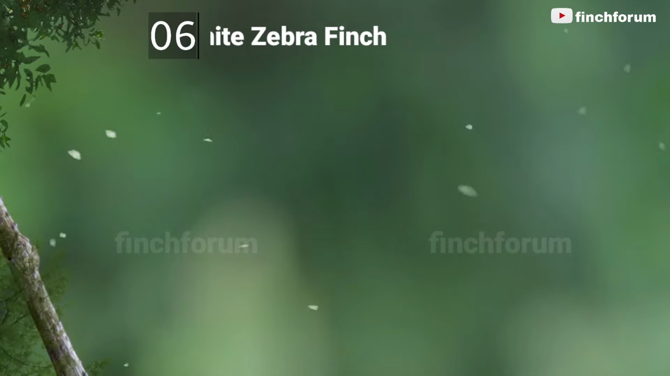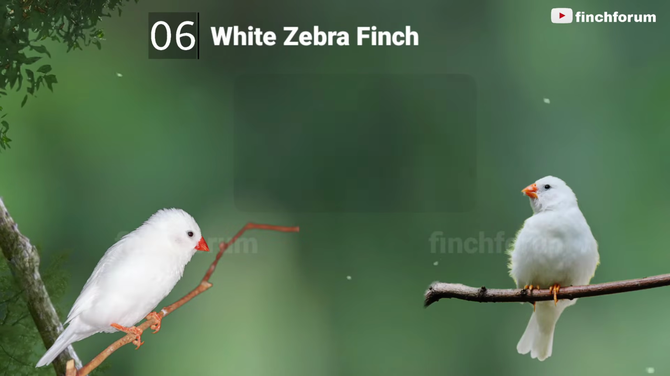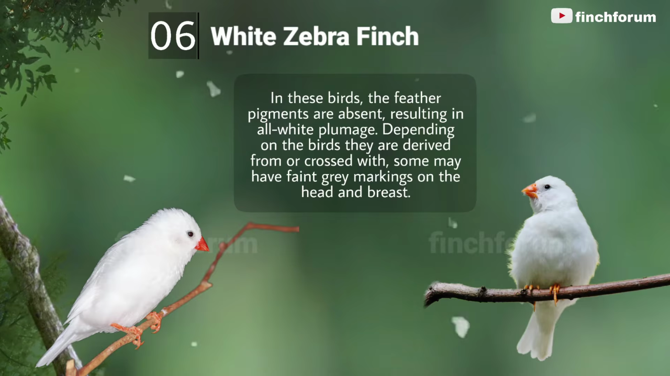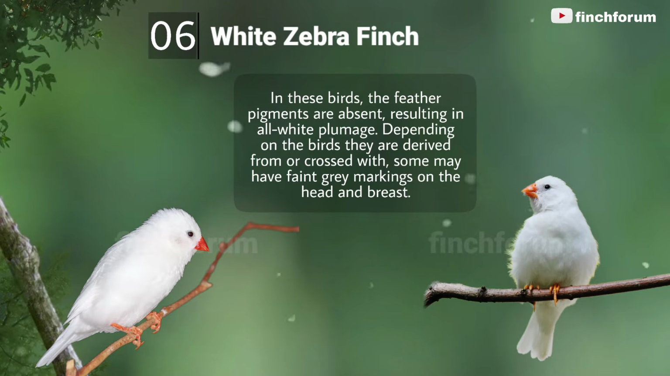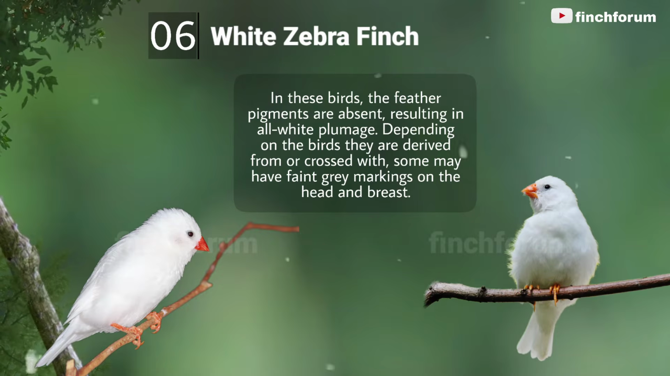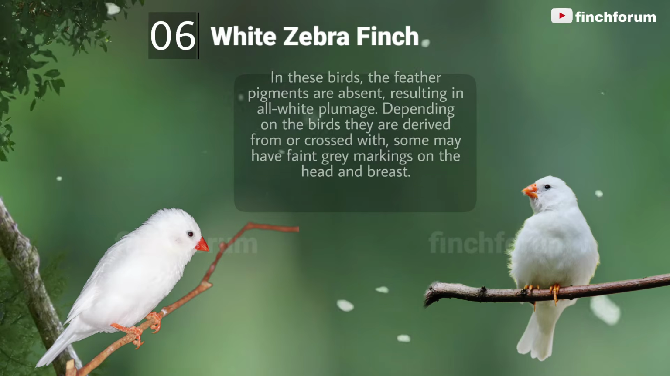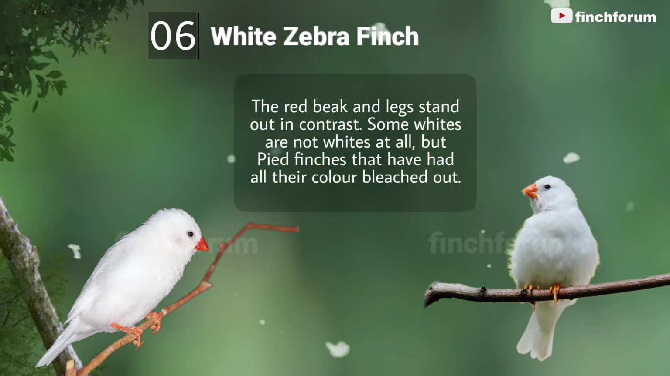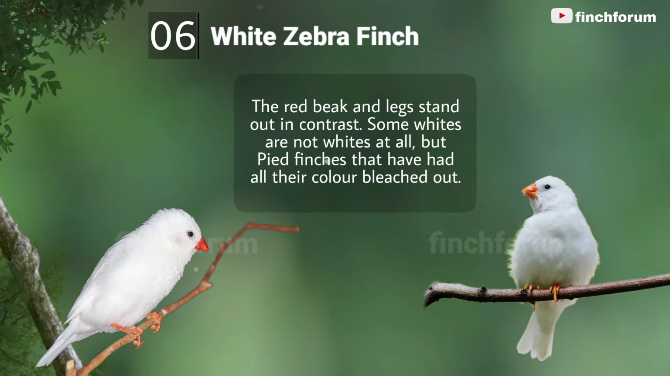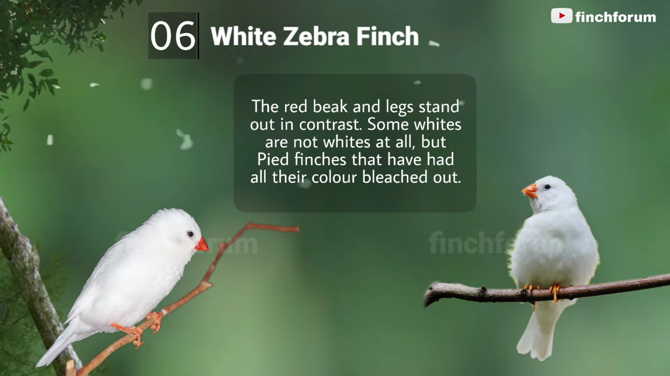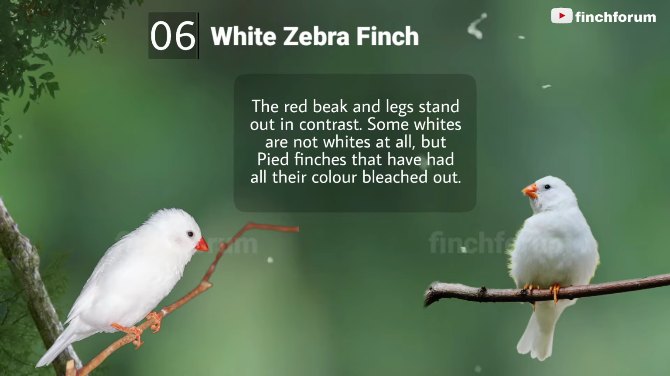Number 6. White zebra finch. In these birds, the feather pigments are absent, resulting in all-white plumage. Depending on the birds they are derived from or crossed with, some may have faint gray markings on the head and breast. The red beak and legs stand out in contrast. Some whites are not whites at all, but pied finches that have had all their color bleached out.